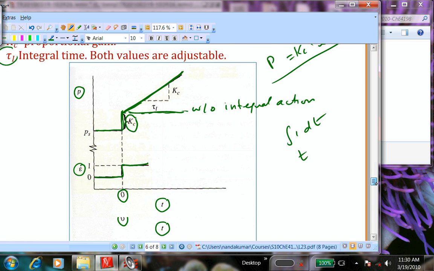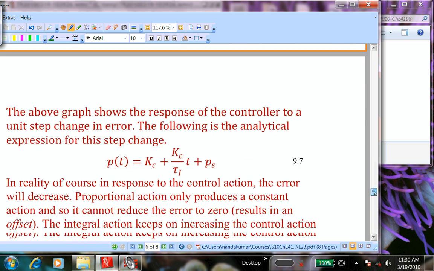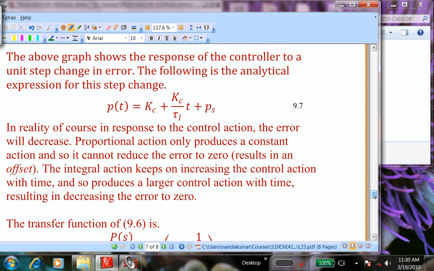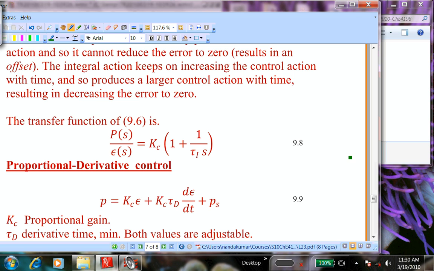Okay. Any other questions? What do we have next? Yeah, these are basically explanations of what I was talking to you about and how the transfer function looks.